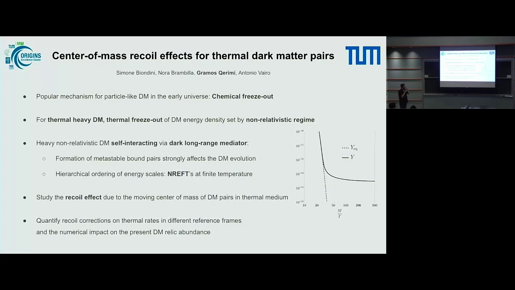And we are especially focusing on the regime where the chemical freeze-out happens, where it is assumed that the dark matter pairs initially are and still stay in kinetic equilibrium. So they have non-vanishing center of mass and relative momenta. And we are studying exactly this evolution with the motion of the center of mass and its effects on the thermal rates that arise during the chemical freeze-out and afterwards.